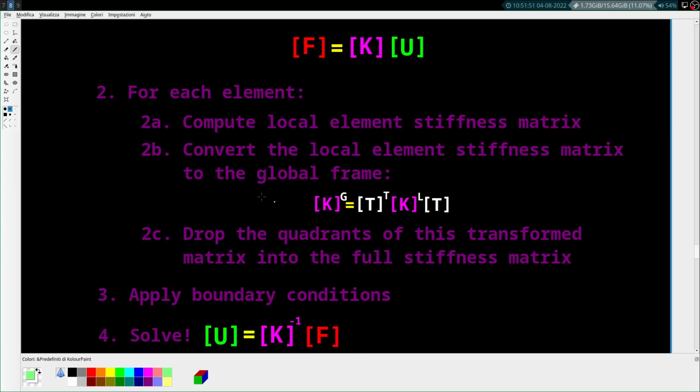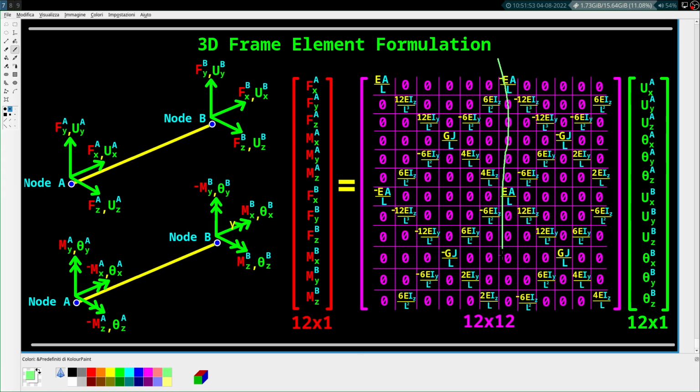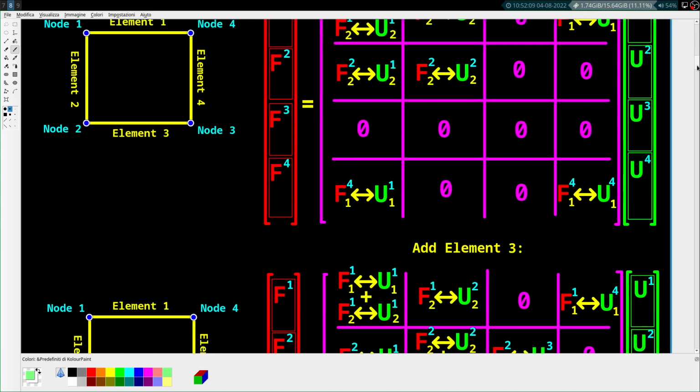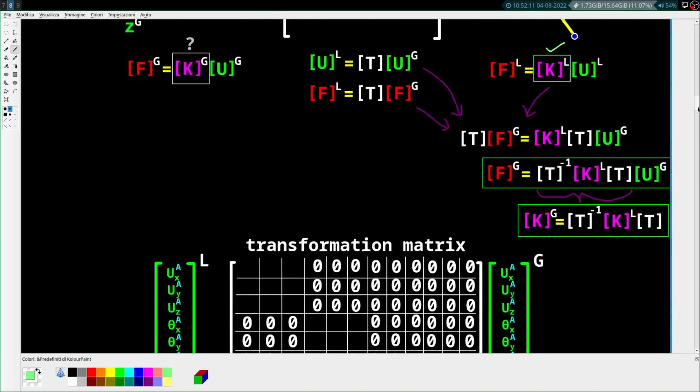Then you cut that in half. You saw this down here, and you drop the quadrants of this transformed matrix, this KG, into the full matrix, right? So you slot those in just like we did up here. You put those in like this, all those things.